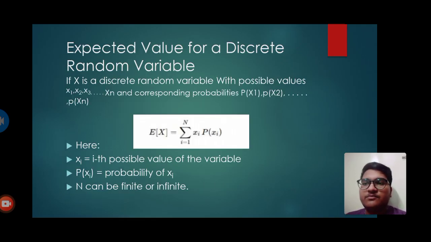Expected value of a discrete random variable. If x is a discrete random variable with possible values x1, x2, x3 and so on up to xn and corresponding probabilities p(x1), p(x2) and so on up to p(xn), then the expectation of x equals the summation from i equals 1 to n of xi times p(xi). Here xi is the ith possible value of the variable and p(xi) is its probability. n can be finite or infinite. In the discrete case, we multiply each value with its corresponding probability and then sum them up, so we use summation here.